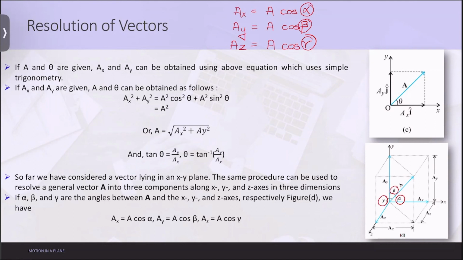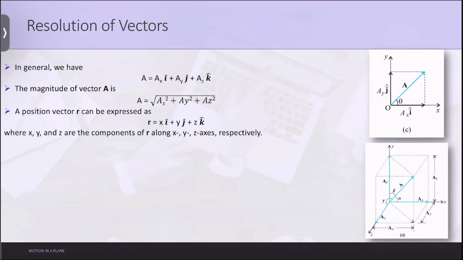Fine. So this was the complete revision of the previous class. Let us now start with the new discussion today. In the previous discussion, when we were talking about two dimensions, we understood that vector A, if we resolve it into two vectors, is equal to ax I cap plus ay j cap.